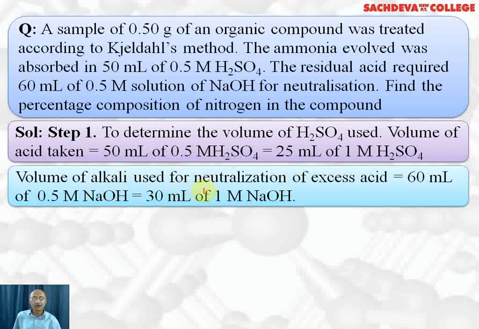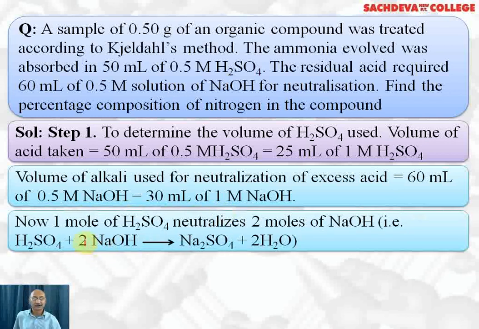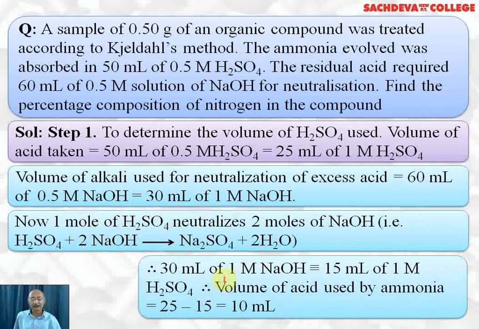So the volume of alkali used for neutralization of excess acid will be equal to 60 ml of 0.5 molar NaOH, which will be equal to 30 ml of 1 molar NaOH. Now 1 mole of sulfuric acid neutralizes 2 moles of NaOH. So 30 ml of 1 molar NaOH neutralize 15 ml of 1 molar sulfuric acid. So the volume of acid used by ammonia will be 25 minus 15 equal to 10 ml.